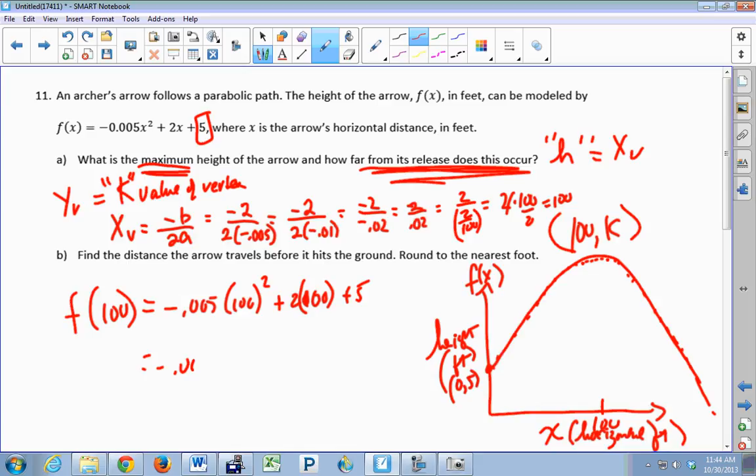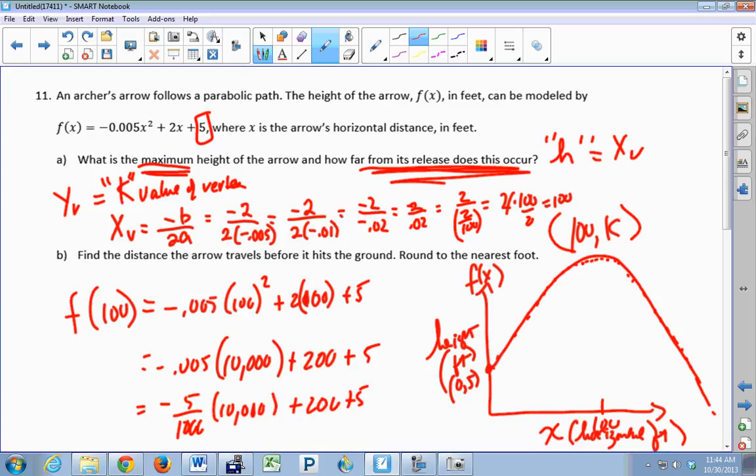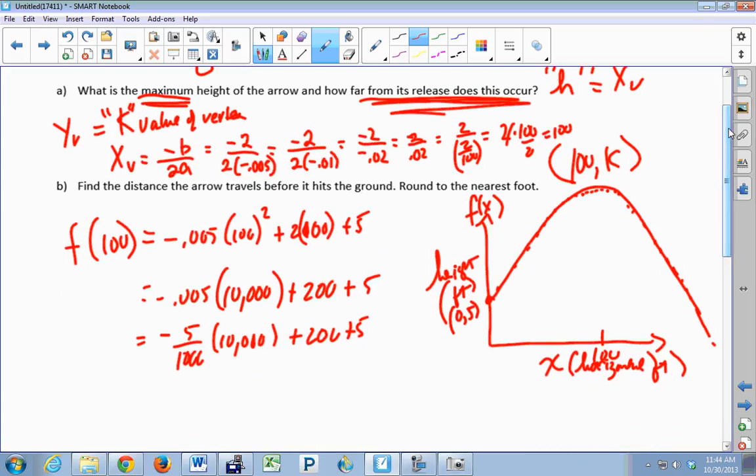And I get negative 0.005. 100 is 10 squared, so when I square that, that's 10 to the 4th, that's 10,000, plus 200 plus 5. This is negative 5 thousandths, right? You can do it on your calculator if you want. I'm just doing it this way because I don't have a choice. And 1,000 goes into 10,000 10 times. So I get negative 50 plus 200 plus 5.